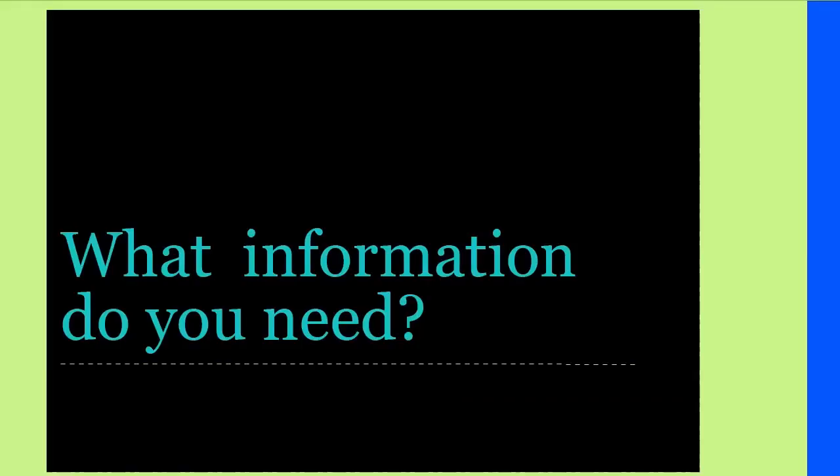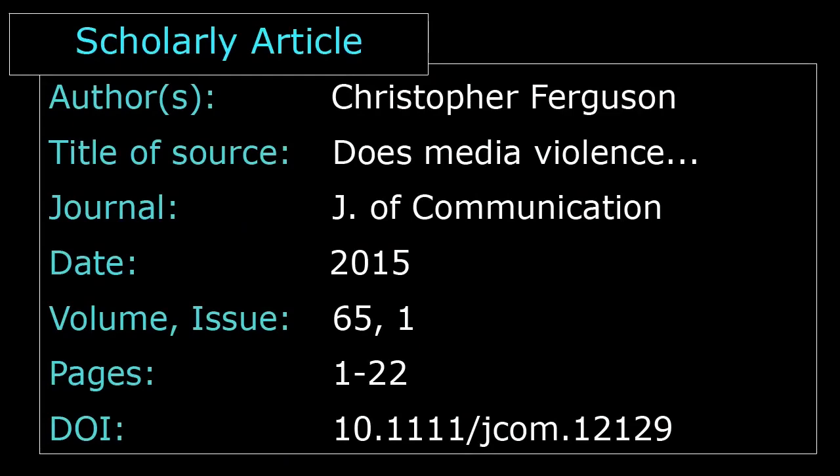What information you need next? We'll look at what information you need to create a citation. The information you need depends on the type of source you're using. For a scholarly journal article, you'll need the author and title of the article, the journal the article is published in, the date of publication, the volume, issue, and pages. If available, give the DOI, which is a unique ID number assigned to the article. If the DOI isn't available, list the URL of the article's web page.